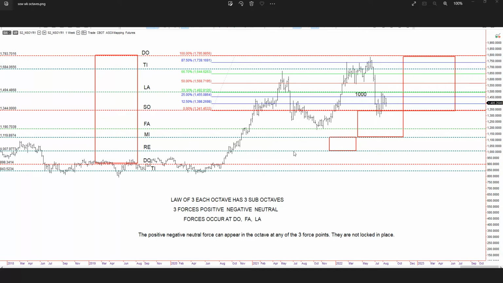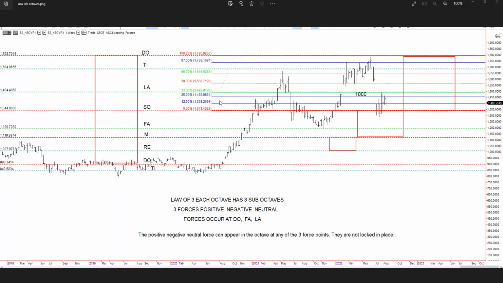I've also marked in here a fib retracement tool set to the diatonic ratios of the 12.5, 25, 33, 50, 66.7, 87.5, and 100% parts of the octave. So just a couple of quick points. You can see here that this is the fa tone of the smaller octave. It overlaps with the la tone of the larger octave.